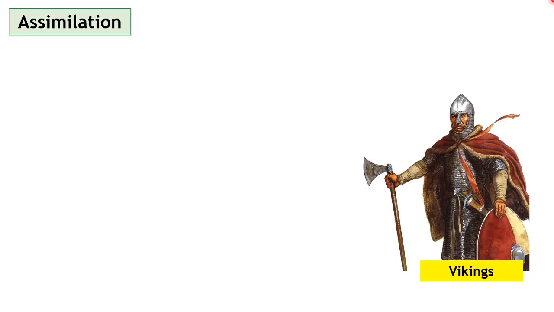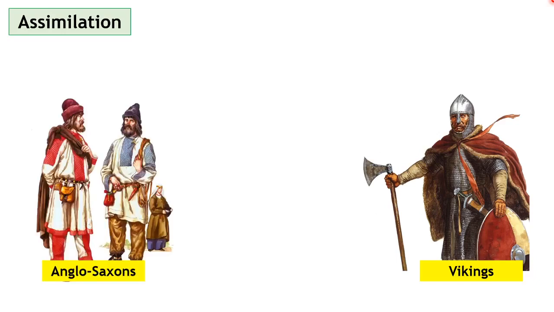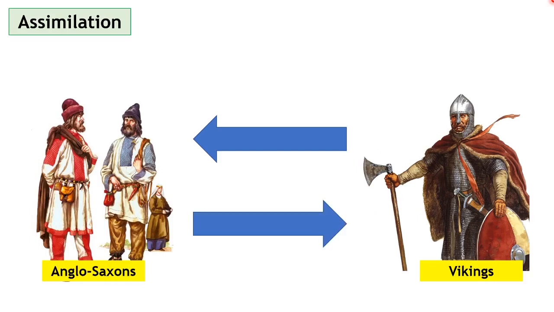So we know that in Jorvik, Vikings and Anglo-Saxons assimilated together. They became similar to each other. Viking ideas influenced the Anglo-Saxons. For example, we know about Viking words entering the English language. And also Anglo-Saxon ideas influenced the Vikings. And we're going to talk about that in a second.